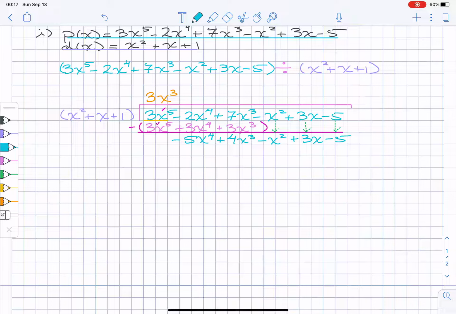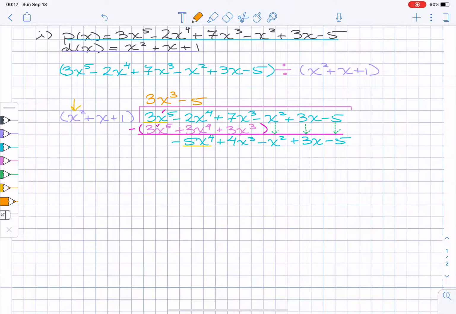And we start again. So we ask ourselves, what do I need to multiply x squared by in order to get negative 5x to the fourth? Well, definitely a negative 5. And x squared times x squared is x to the fourth. So there we are, and we begin again. So we're going to distribute negative 5x squared to each term in the divisor.